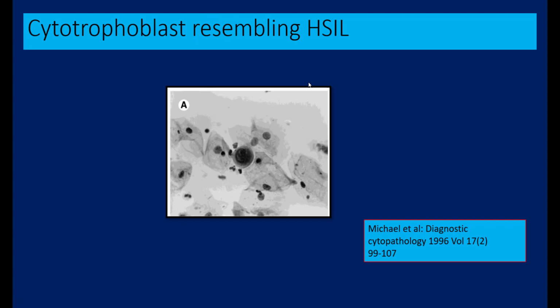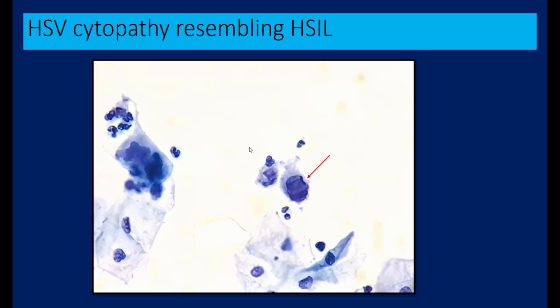Now, this is very rare. This I picked up from an article published in Diagnostic Cytopathology. If you have seen my first lecture, or I guess my second lecture, I had shown this before. This is a cytotrophoblast, which resembles HSIL, and I have to mention a range of conditions in the postpartum period and related to pregnancy where things can look like abnormalities of epithelial cells.